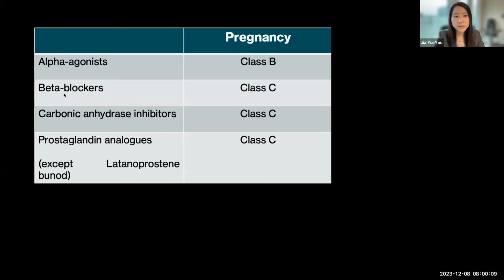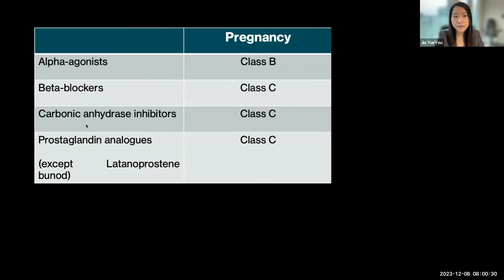For beta blockers, we just have to monitor the fetal heart rates. For carbonic anhydrase inhibitors, we have to monitor for fetal growth retardation. And for prostaglandin analogs, we have to tell our patient that prostaglandin can actually increase the risk of premature labor. So they have to be aware of what the symptoms of premature labor are.